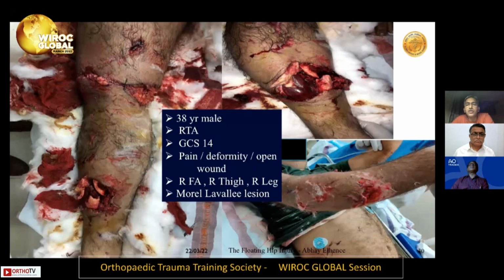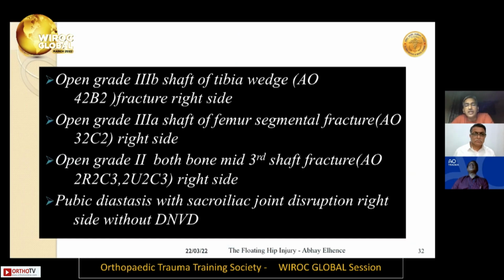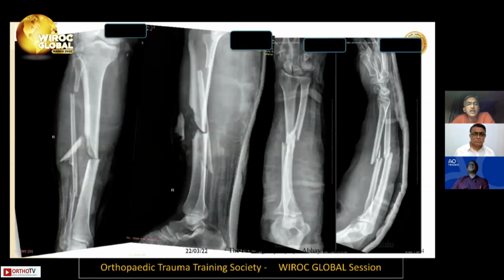So that's a 38-year-old male, road traffic accident, neurologically intact, pain and deformity with open wounds in the right forearm, right thigh, and right leg, and he had a Morel-Lavallée lesion. And these were his injuries. So he had an open segmental shaft femur with APC3 injury on the pelvis with open fracture shaft of the tibia. So that's the floating knee, and an open fracture both bones of the forearm.